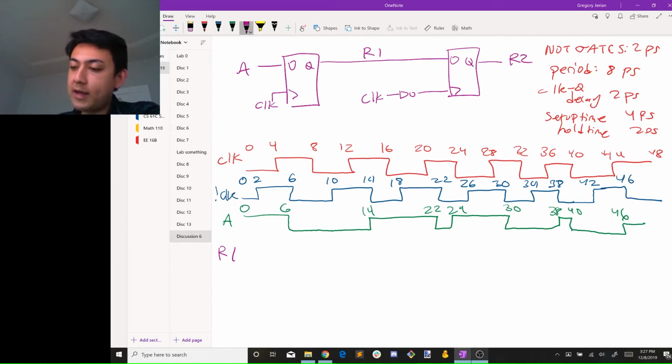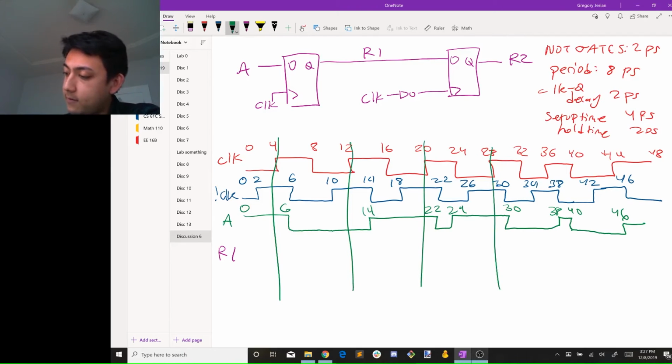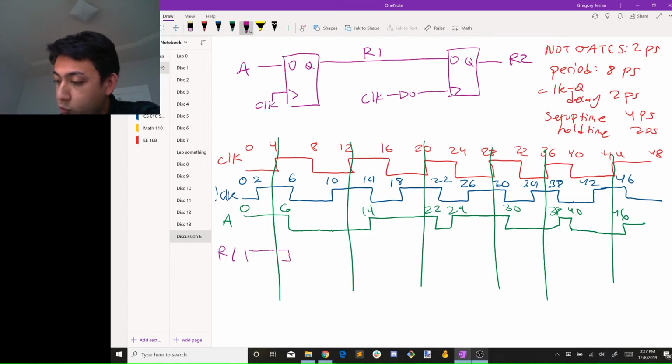Okay, let's do some analysis on this circuit. We'll start off with R1. Now, R1 starts off undefined, like they always do. And actually, first we should draw the rising edges. So here's the clock rising edges. Let's do R1. R1 will start off undefined until 2 picoseconds after the rising edge of the clock because of the clock to Q delay. At that point, we're going to look at our input A, and A does not violate the setup time or the hold time constraints because there's 4 picoseconds here and there's 2 picoseconds here. So we're going to propagate high.